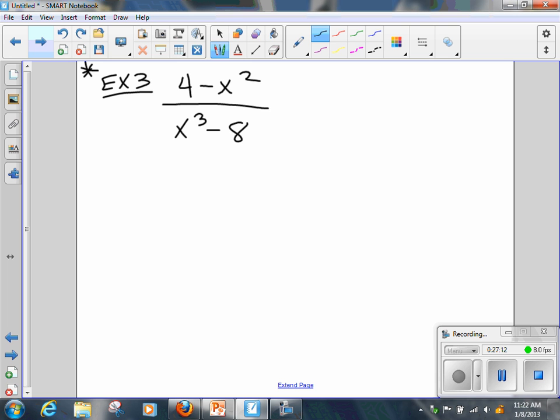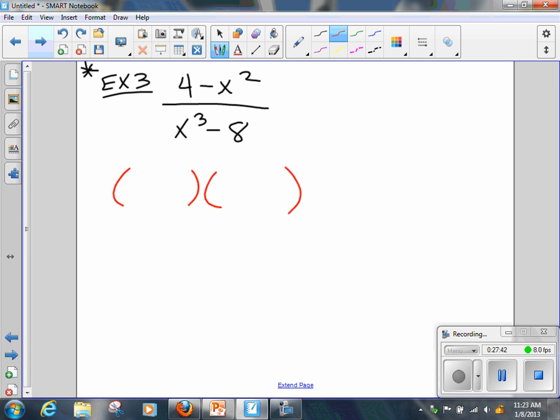Why do you think I want you to put a star by it? Oh, it's got a square, it's got a cubed, it's got a little bit of everything, doesn't it? What do you think's going to happen here? Zach, what's going to happen in that numerator? Say it again. Difference of squares. Can I just leave it as 4 minus x squared and not freak out because my variable is not first? Can I still factor it if it's not in descending order? Yes, you can.